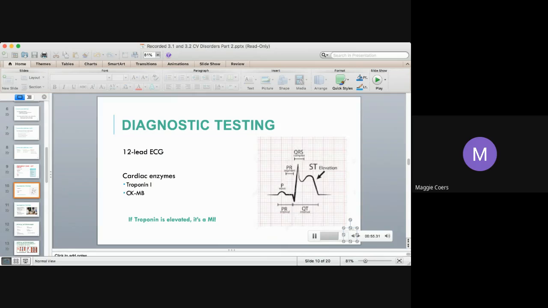And a critical rule about diagnosis of an MI is that if the troponin is elevated, they are having an MI. Sometimes the troponin is elevated, the patient is having an MI, but we might not see this ST segment elevation yet. Okay, so that's why we do both tests. So if the troponin level is elevated, it is an MI. But we also, as I said, look at the strips for the ST elevation.